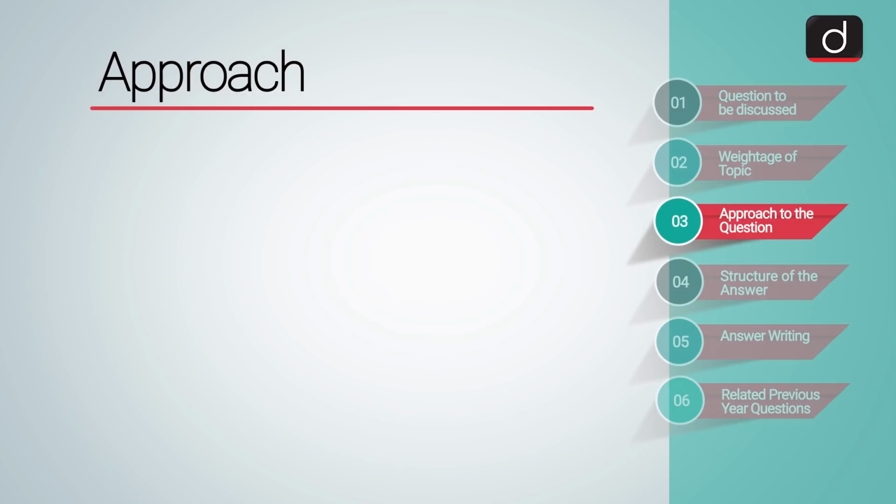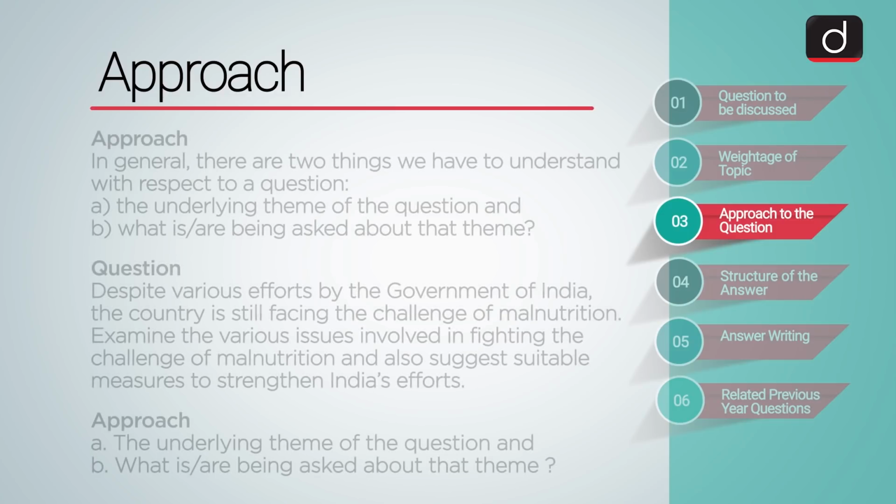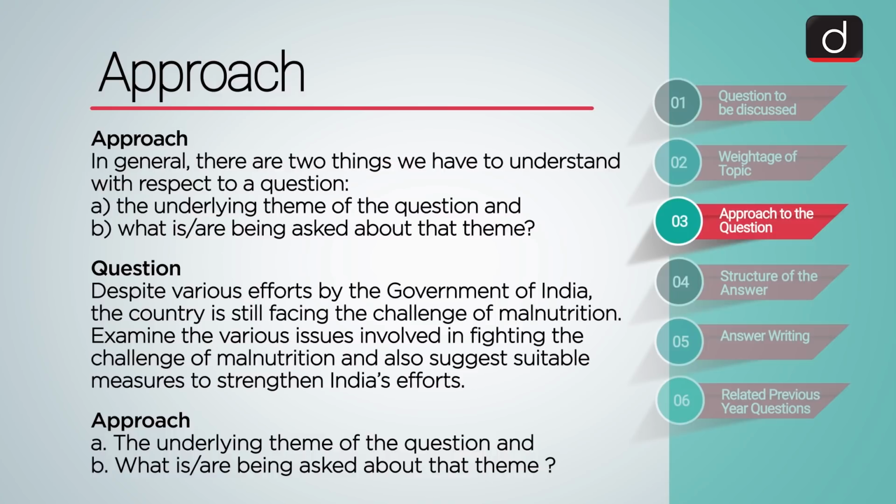Now, we learn how to approach the question. In general, there are two things we must understand with respect to a question. A, the underlying theme of the question, and B, what is or are being asked about that theme. Now, let us look at the question again. Despite various efforts by the Government of India, the country is still facing the challenge of malnutrition. Examine the various issues involved in fighting the challenge of malnutrition and suggest suitable measures to strengthen India's efforts.